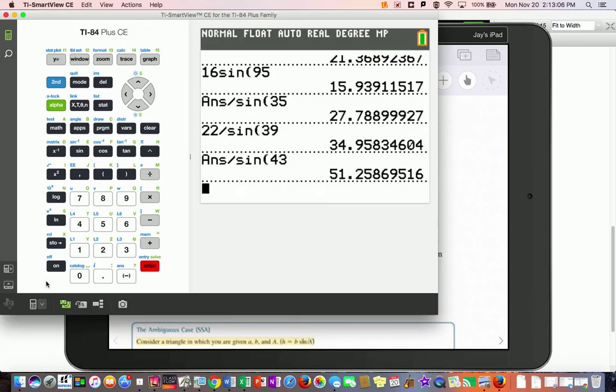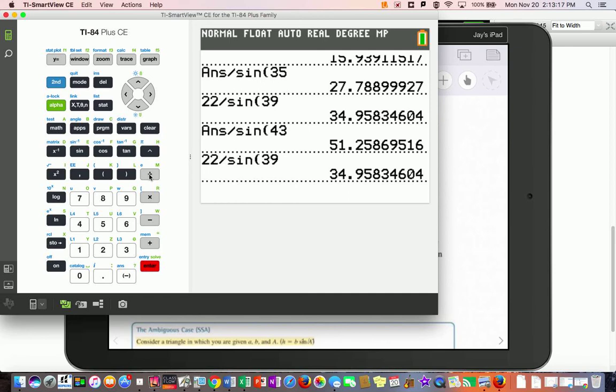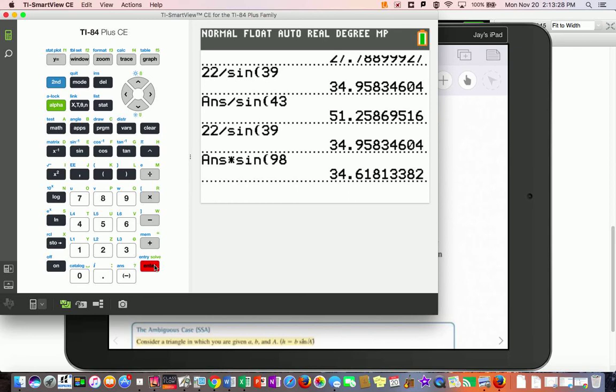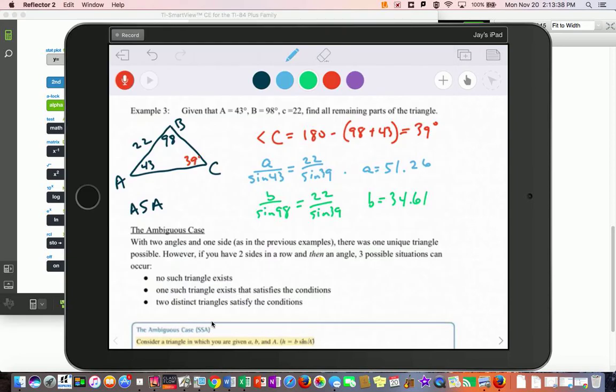So now, on your calculator, you can hit second, enter. If you hit that a couple times, it'll recall your 22 over the sine of 39. So we hit enter again. And this time, we're multiplying by the sine of 98. And I'm getting 34.61. I'm going to go back now. I feel like I mishit the buttons for the blue one, so let's go back and check the blue one.